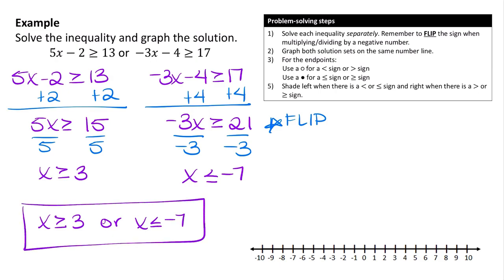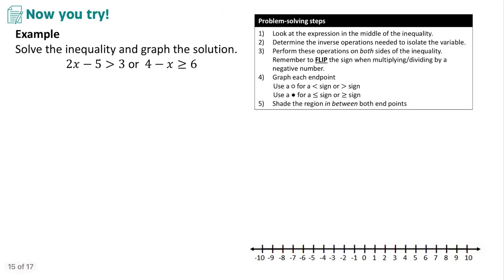And now let's graph that on our number line. So I'm going to go to 3 and put a filled in circle there. And then I'm going to shade everything to the right of 3. And now I'm going to go to negative 7 and put another filled in circle and shade everything to the left of negative 7. So now you can go ahead and pause the video and try doing this example on your own.